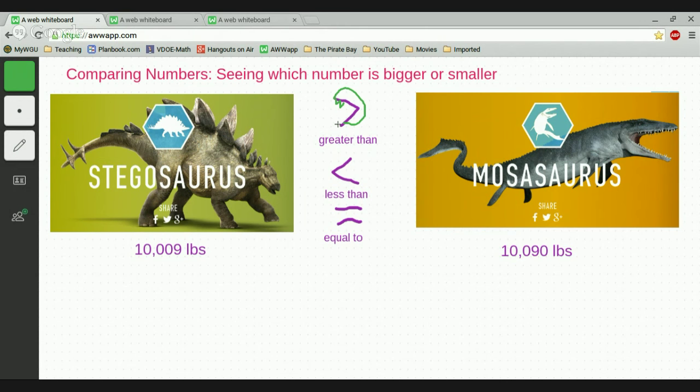Making a little Pac-Man, and Pac-Man always wants to eat the bigger number. That's how I personally remember it. So if that helps you, go for it. If not, whatever works for you.